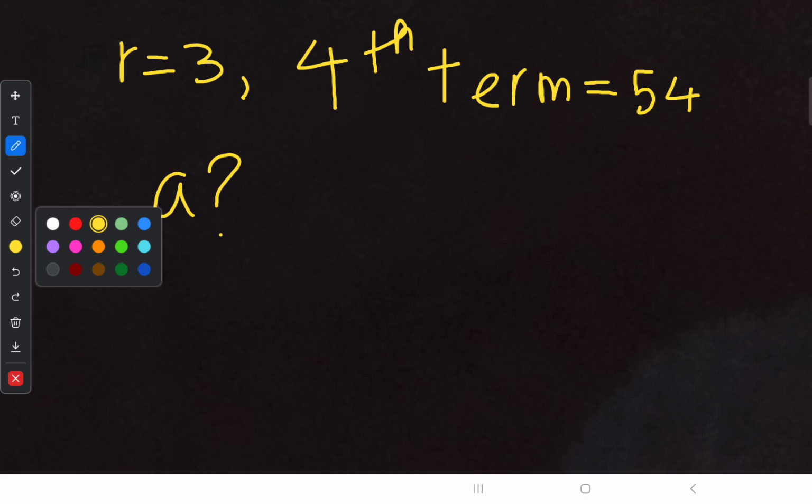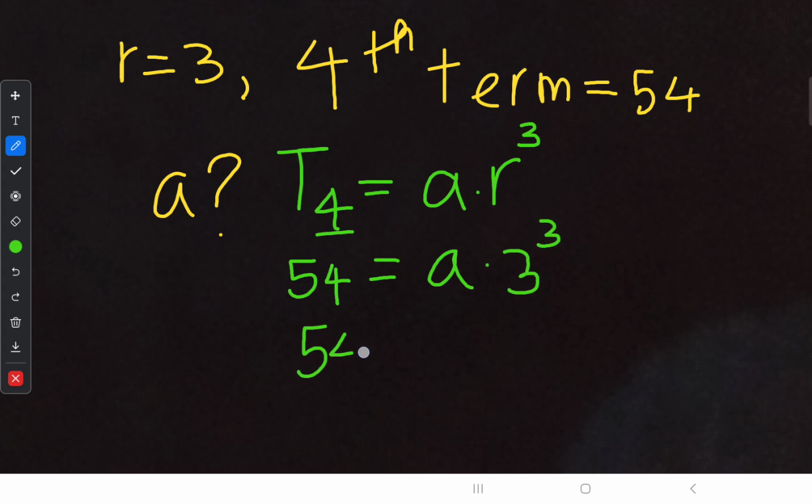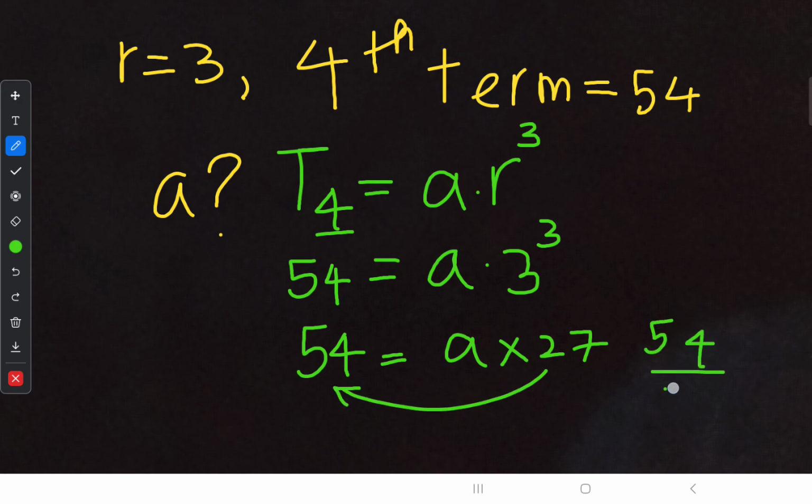In this question, you can see r equals 3, fourth term equals 54. So fourth term means T4, a into r to the power of 1 less than this number. So it's 3. A, we don't know what is our a. T4 equals 54. r to the power of 3, that means 3 to the power of 3. So 54 equals a into 3 to the power of 3, which is 27. You have to simplify this. Just divide 54 by 27. So a equals 2 in this question.